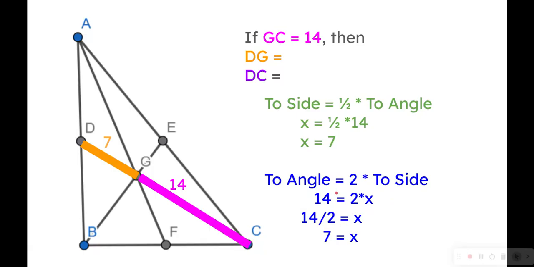Here's the other formula that had angle and side in it. It's the same thing. You get 7. So you choose which one you want to memorize. So DG is 7. Now I can find D to C by adding them together, and 7 plus 14 is 21.